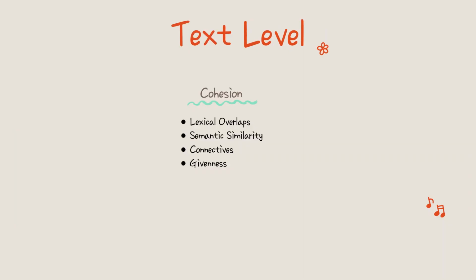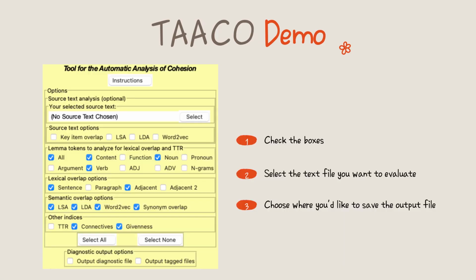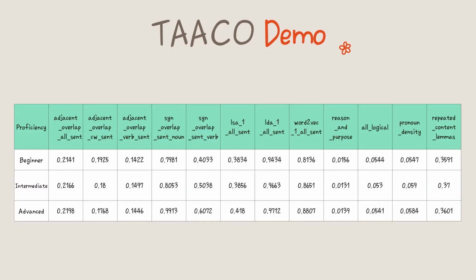Finally, let's talk about cohesion in text level. It refers to how well your sentences are connected throughout the text. The tool called TAACO measures different features of cohesion, such as lexical overlap or repeated words between sentences, semantic similarity, which looks at how similar the meanings of neighboring sentences are, connectives like however, because, or in addition, and givenness, meaning how much of the previous sentences is referred to again. For TAACO, just download and open the program, and check the boxes exactly as shown on the screen, then click Process Text. You'll get cohesion scores right away. And you can compare your results with the average scores by proficiency level.